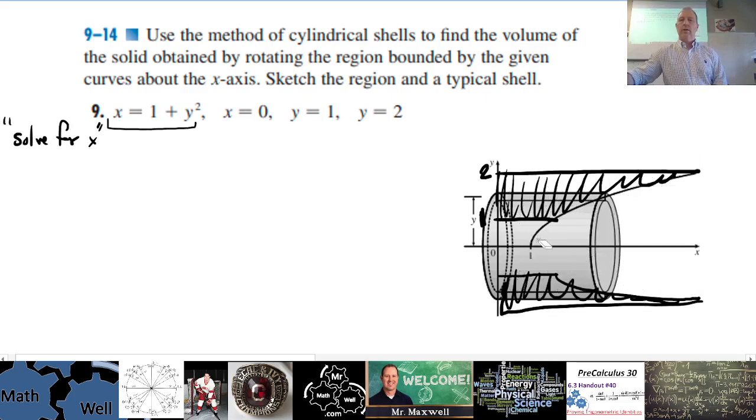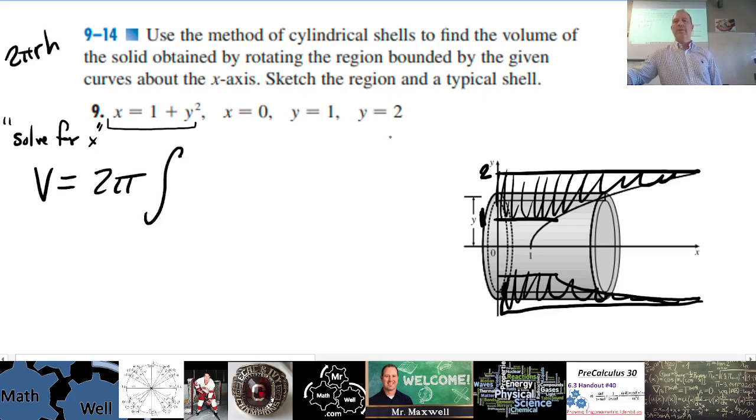So let's see what we need to do here. So the volume is going to be, and again, remember 2 pi r h, right? So we're going to have 2 pi and then the integral. Now, we mentioned that the thickness of the cylindrical shell, the thickness of the wall, is going to be our differential. So that's going to be in the y direction. So that's going to be dy.